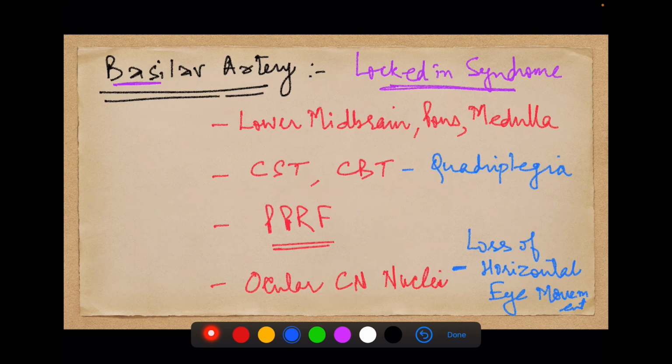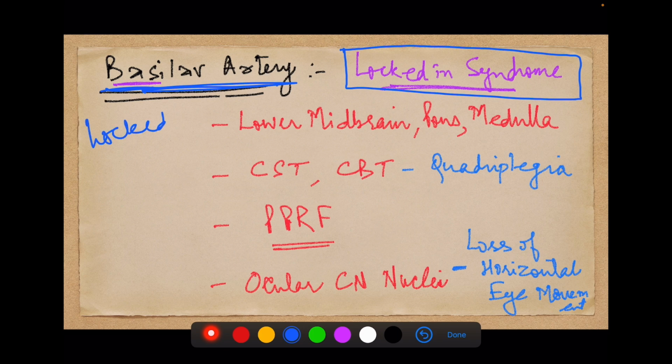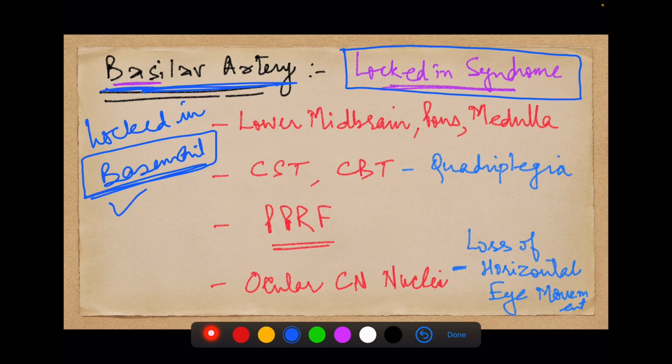Now, one more artery, that is the basilar artery. If there is a lesion of the basilar artery, the person will suffer from locked-in syndrome. The mnemonic for this one is locked in. The person who suffers from basilar artery lesion has been locked in the basement. Just imagine a person locked in the basement. That person will be looking upward for any kind of help coming from the upper floor.